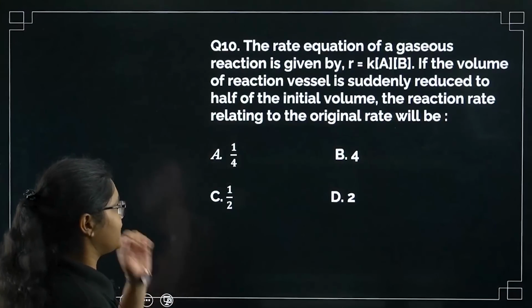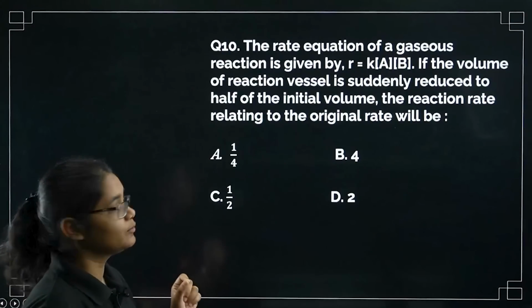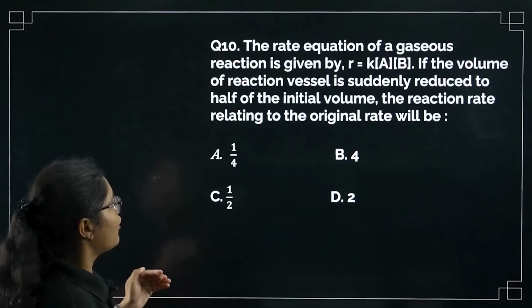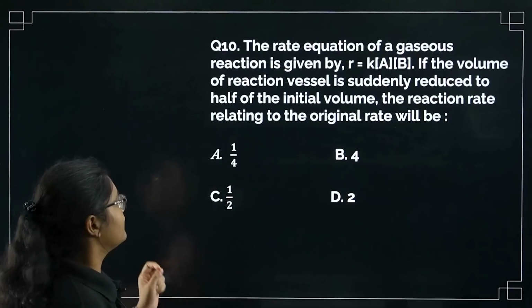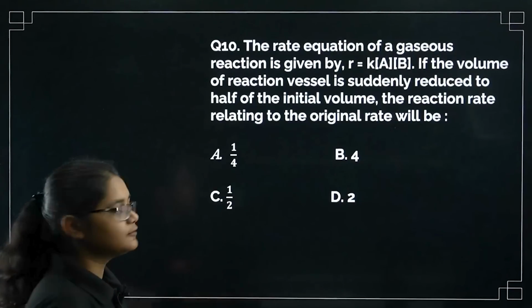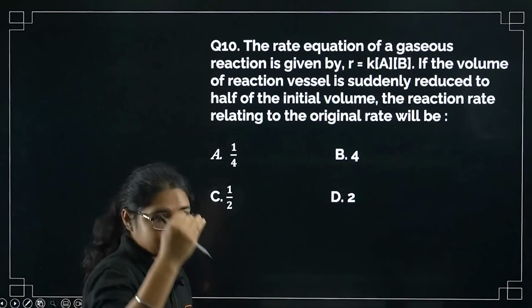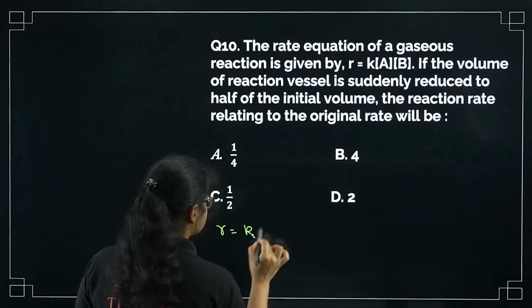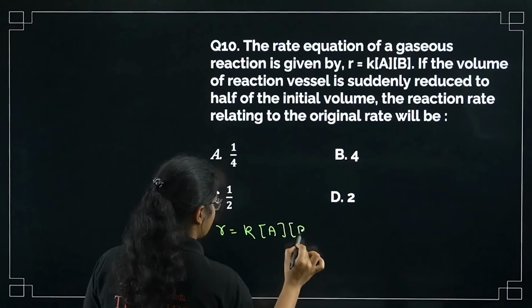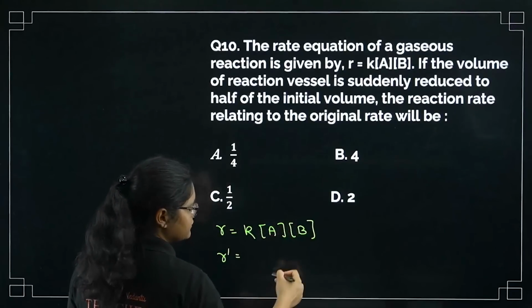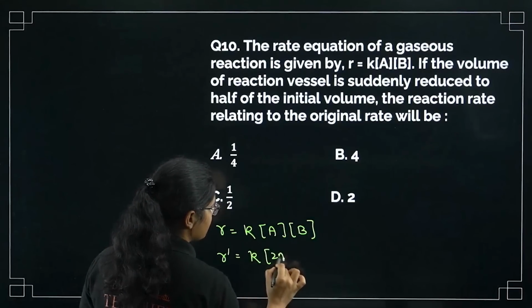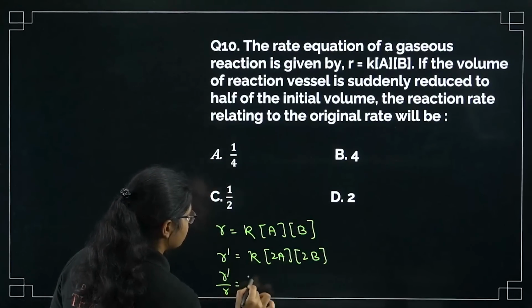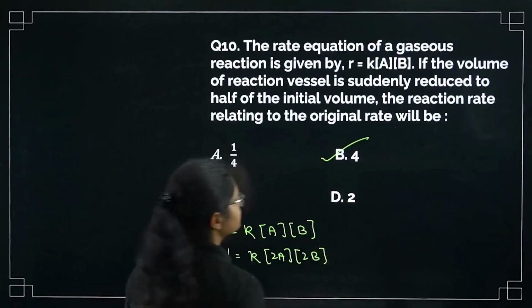The rate of a gaseous reaction is given by R is equal to K into A into B. If the volume of the reaction vessel is suddenly reduced to half of the initial volume, the reaction rate relative to the original rate will be? Now see, when you decrease the volume, the concentration increases. The initial rate was K into A into B. Now R dash: the volume is reduced to half, that means the concentration of A will become 2A and the concentration of B will become 2B. Now R dash by R will give me 4, right? So the answer here will be option number B.